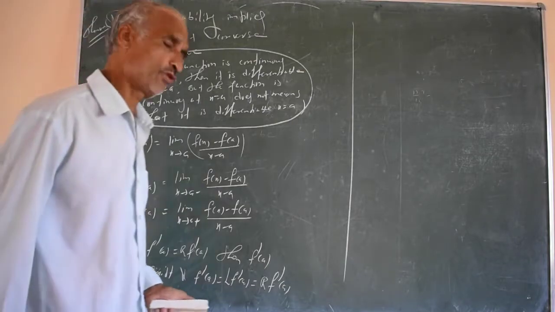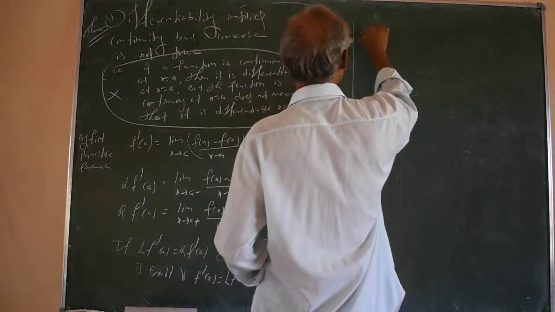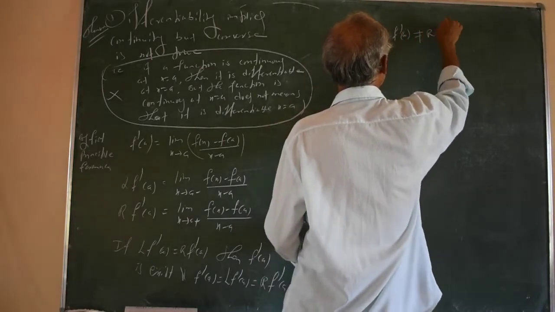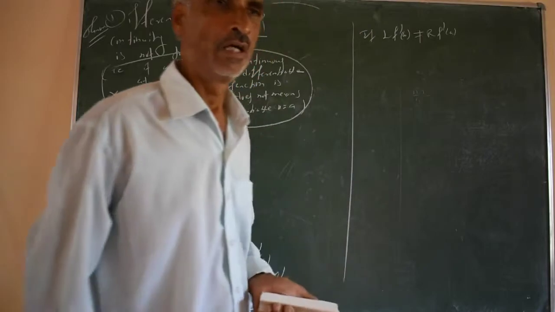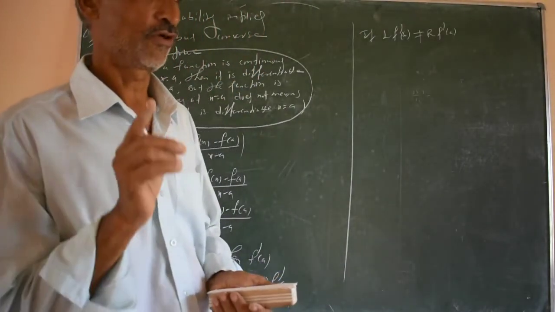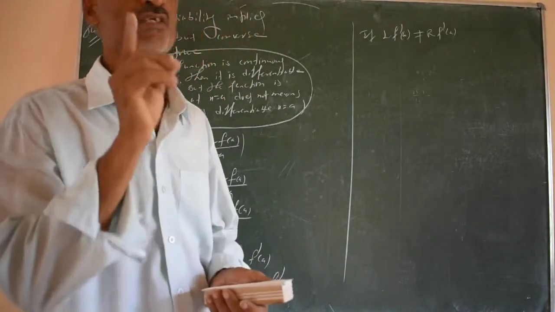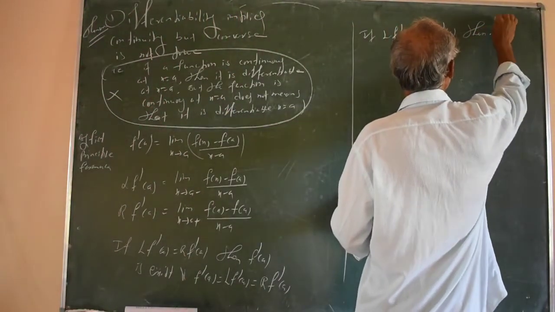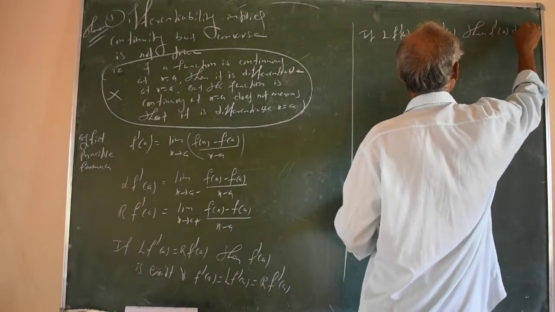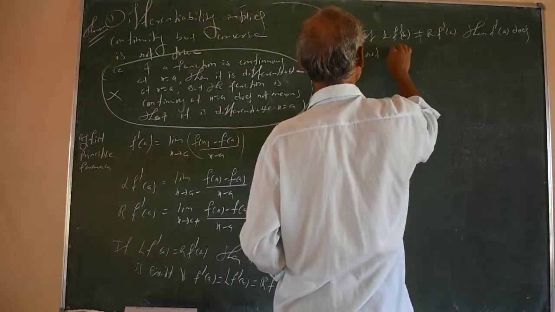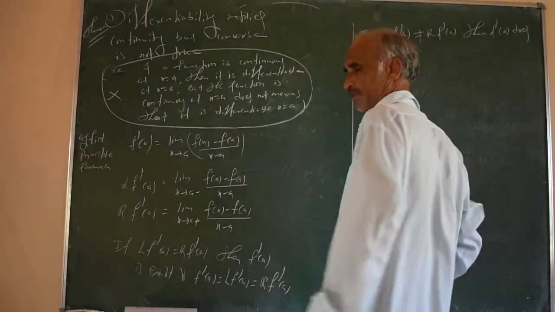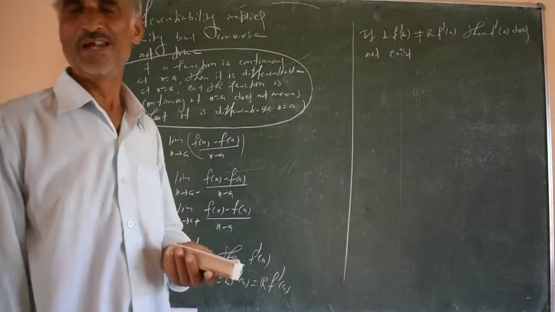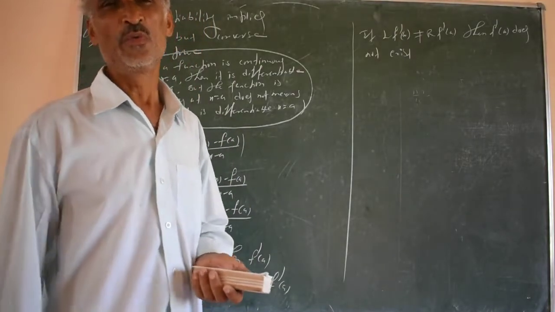If the left-hand derivative f dash of a is not equal to the right-hand derivative f dash of a, then f dash of a does not exist. f dash of a means the derivative of f of x at x equals a. Then f dash of a does not exist.